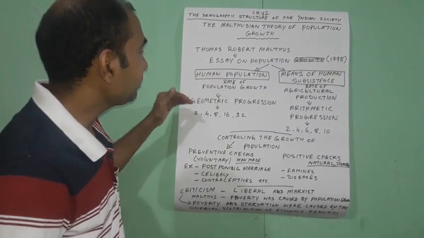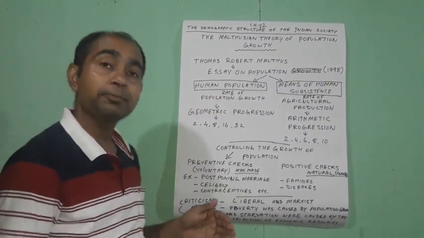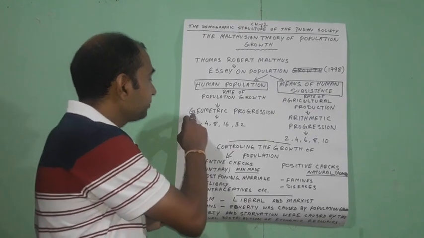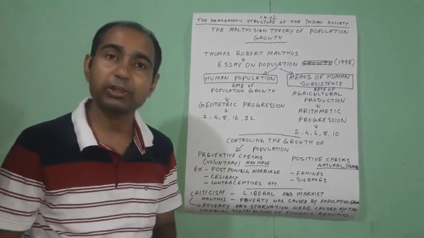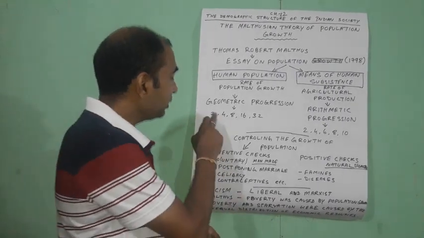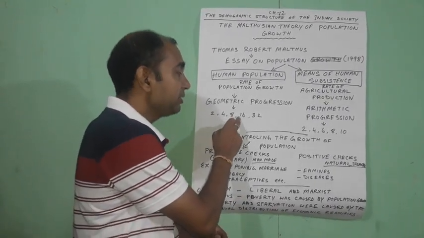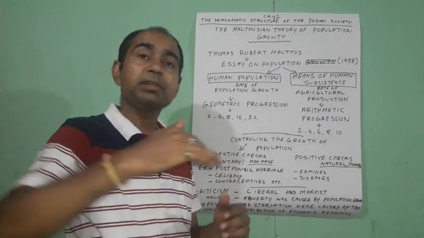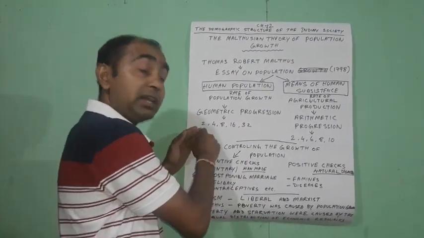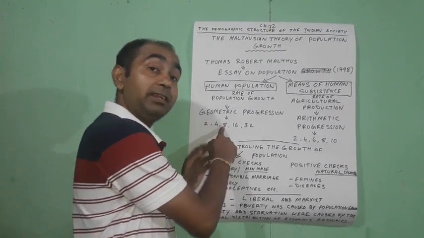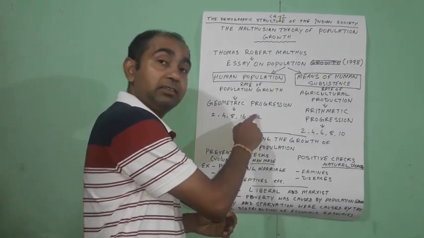On how the population is increasing, he said it goes like a geometric progression. So what is geometric progression? That means it goes like 2, 4, 8, 16, 32. It is just increasing in this order. 2, that means it's double, is 4. Then it's doubled again, it's 8, 16, 32.